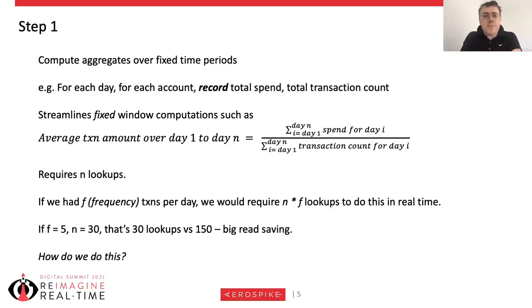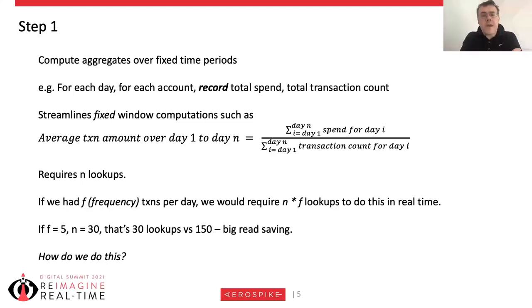pre-computation. Specifically, the pre-computation that I'm going to do is I'm going to keep track of, for each day, for each customer, total spend for that customer and the number of transactions that occurred on that particular day. So if I keep track of those two things for each day, then if I'm looking to answer the question, what is my average spend across 7 consecutive days, I can reduce the number of lookups that I need to do by instead looking at these aggregate records.